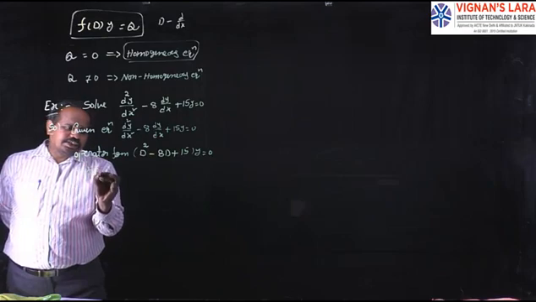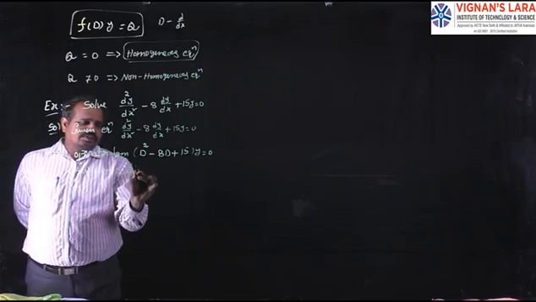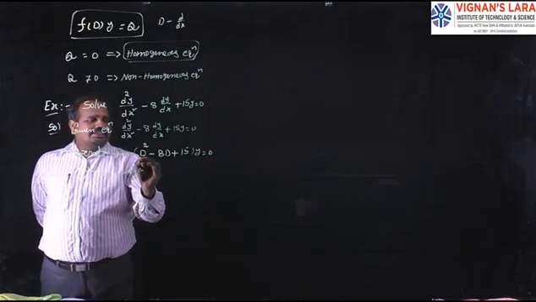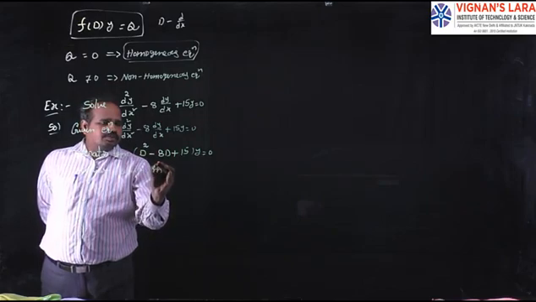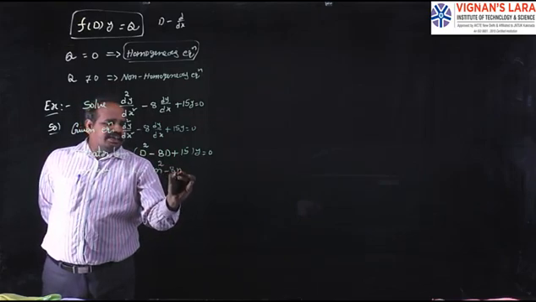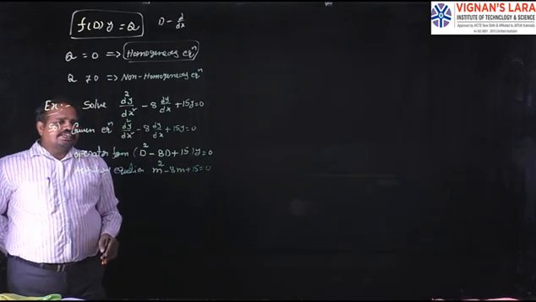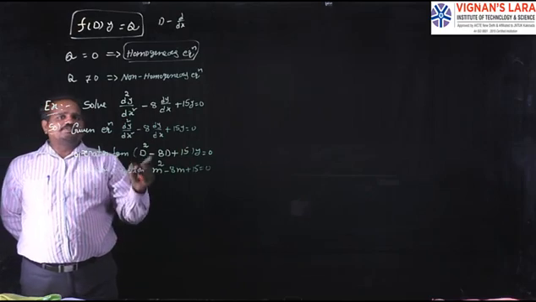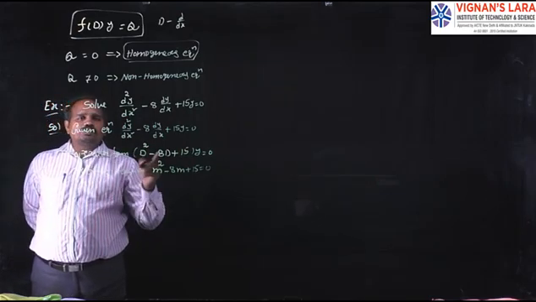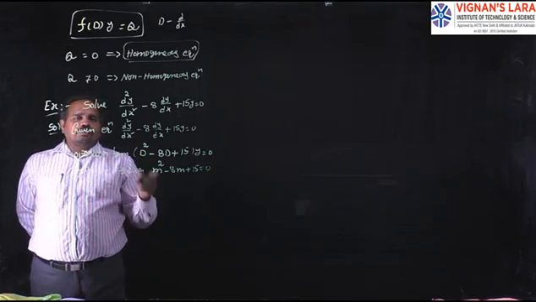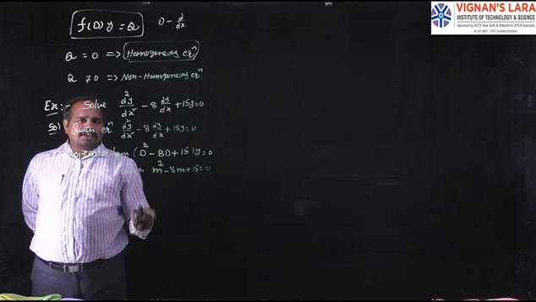Auxiliary equation: what is an auxiliary equation? Replace D as m in this equation. Then we get m square minus 8m plus 15 is equal to 0, which is a second degree equation. That means this equation has two roots. We calculate those two roots either by factorization or by using the roots formula, minus b plus or minus under root of b square minus 4ac by 2a.